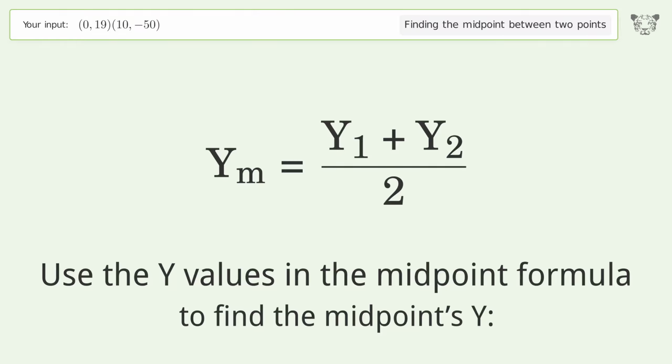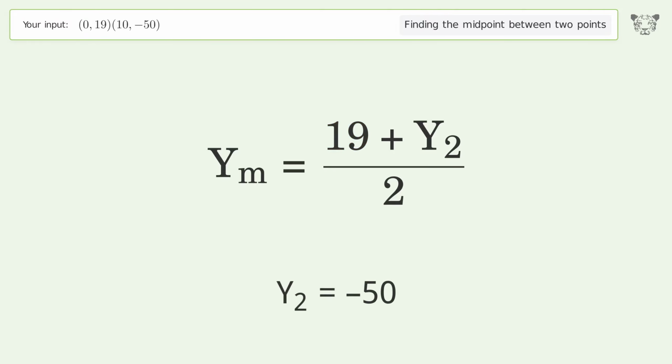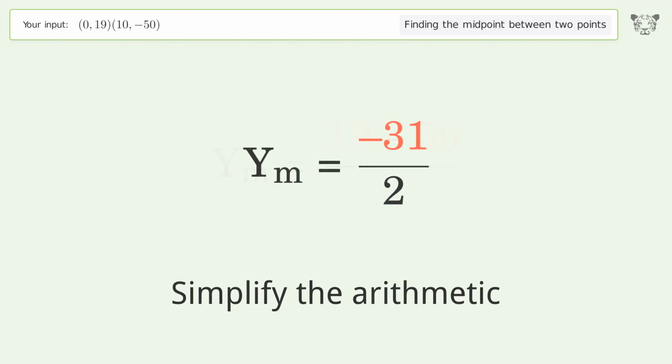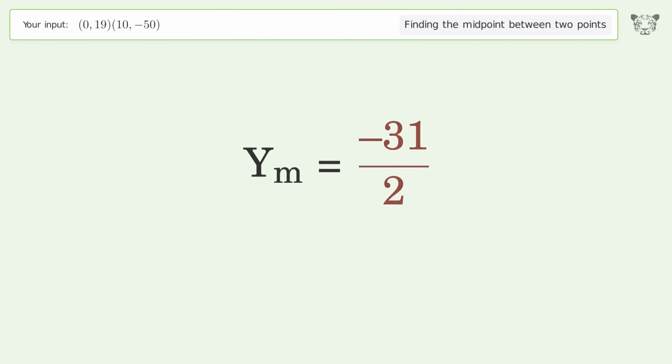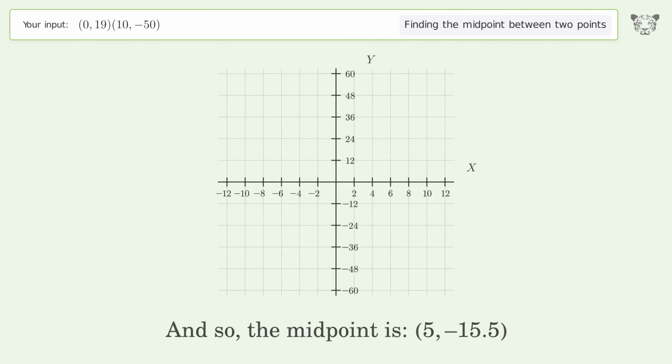Use the y values in the midpoint formula to find the midpoint's y. y1 equals 19. y2 equals negative 50. Simplify the arithmetic. And so, the midpoint is 5, negative 15.5.